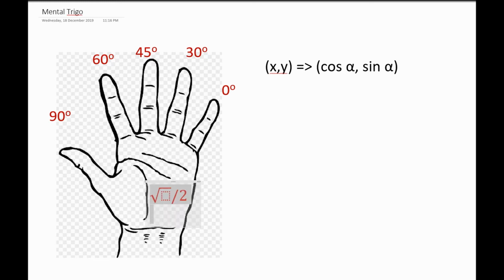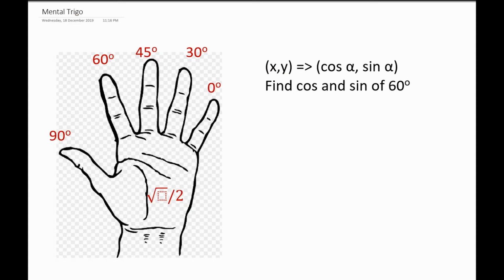With that, we also need to memorize this particular value: square root of a box, or of a number, over 2. Later we will know what number to put there using our fingers. We just have to remember this formula, square root of a number divided by 2. So how do we use this?